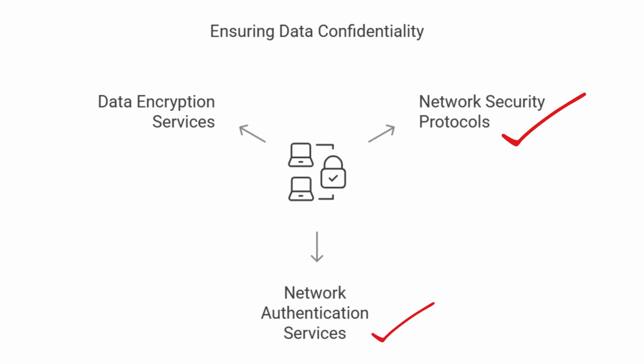These help verify that users are who they claim to be before they access the network. And data encryption services. Encryption ensures that even if someone intercepts data, they can't read it without the proper decryption key. A real-world example is that when you visit your bank's website, you see a little padlock in the address bar. That means the website is using SSL and TLS encryption to protect the confidentiality of your data while it's being transmitted over the internet.